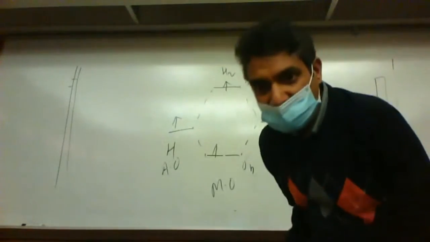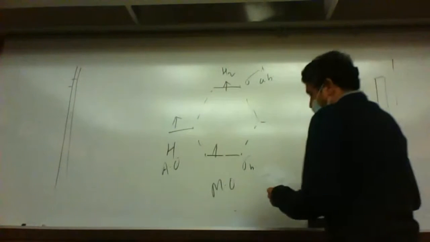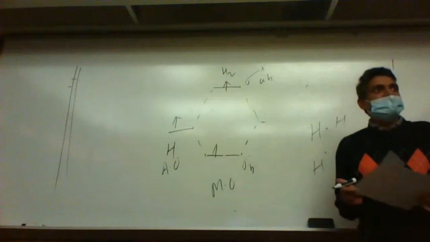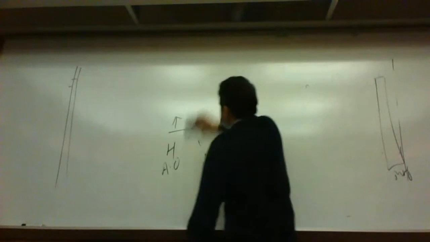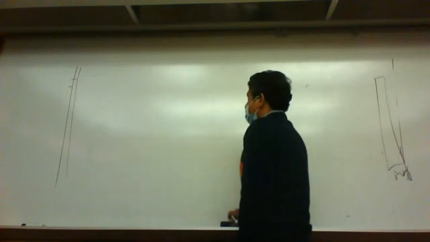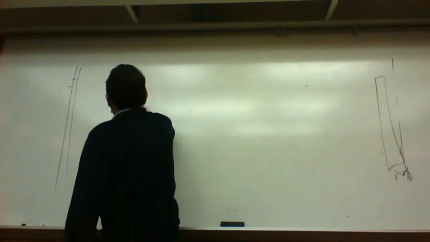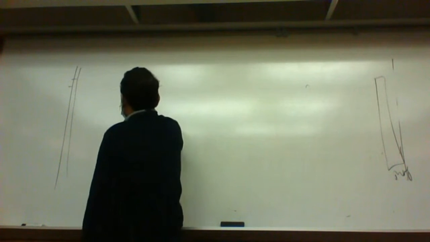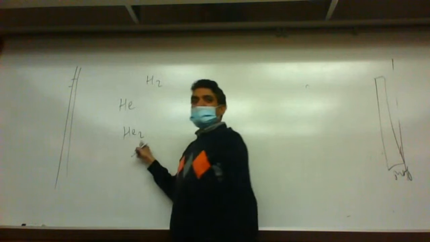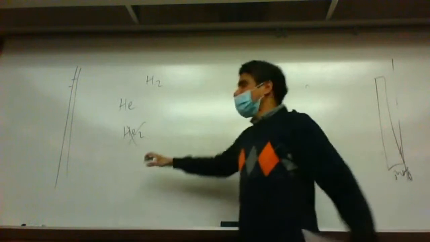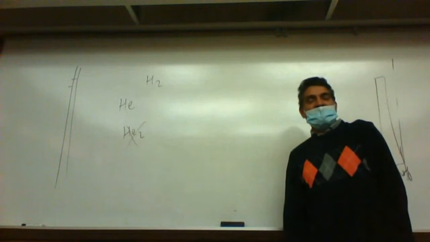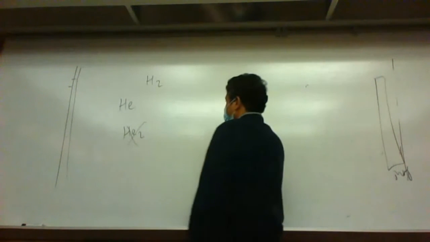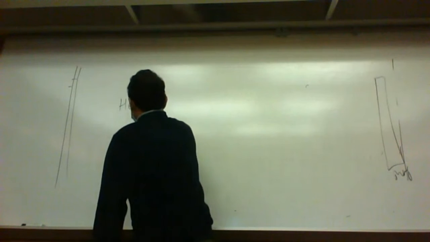It's pretty simple there. Now let's look at slide number 15. In slide number 15, why doesn't He2 exist? If you look at the chemistry book, you will see He, you will see H2, but you never see He2. Why doesn't this exist? Let's explain with molecular orbital theory.